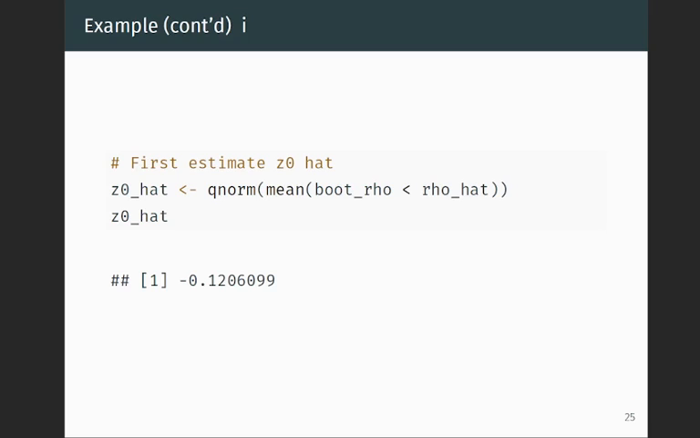First, I'm going to compute Z0 hat. As I mentioned, what we're doing is counting the proportion of Bootstrap samples less than rho hat. So I'm taking the mean to get that proportion, and then I'm taking the image of that mean by the quantile function, which we can get using the qnorm function in R. And as you can see, we don't get exactly 0, right? We know that there was a little bit of bias. And actually Z0 hat is negative 0.12 here.